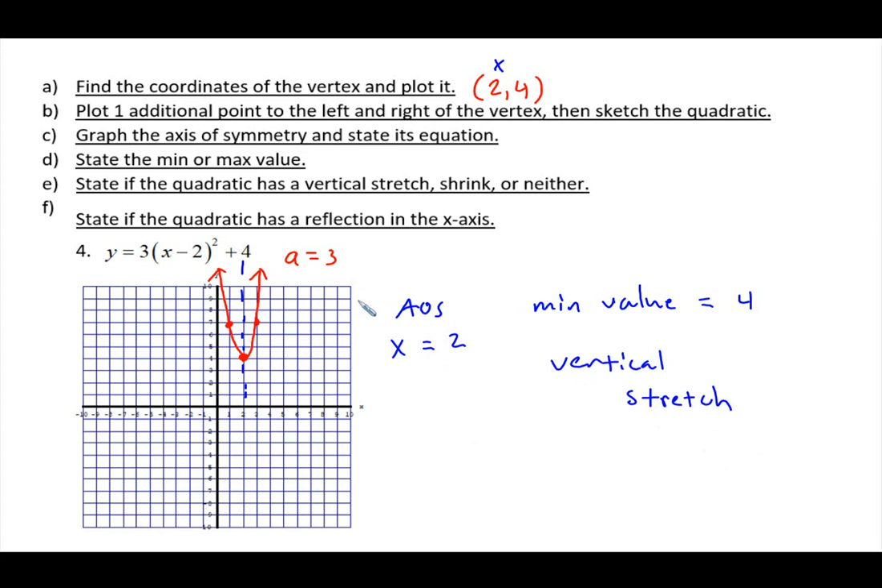And then the last part, is there a reflection? Well, a is positive, so there's no reflection, right? So there's no reflection. Okay, so that's all it's asking for. So just take everything step by step. It's not too complicated, right?